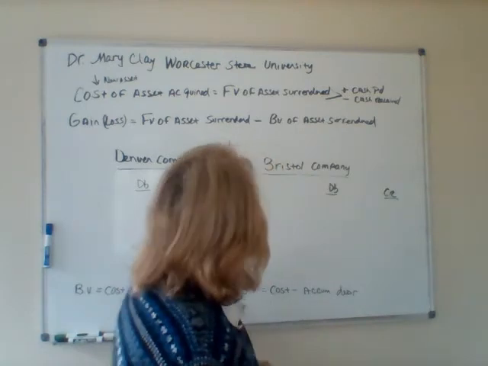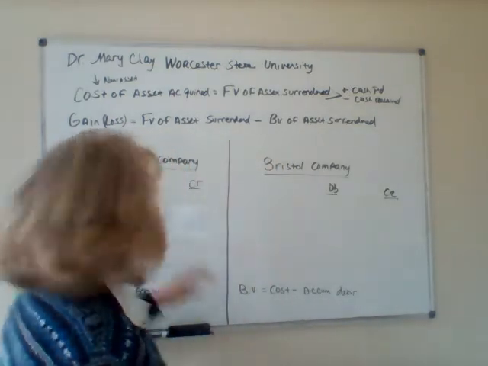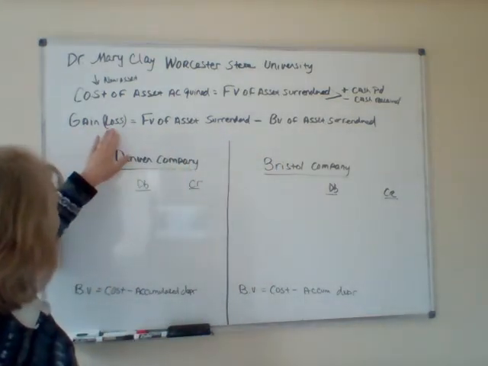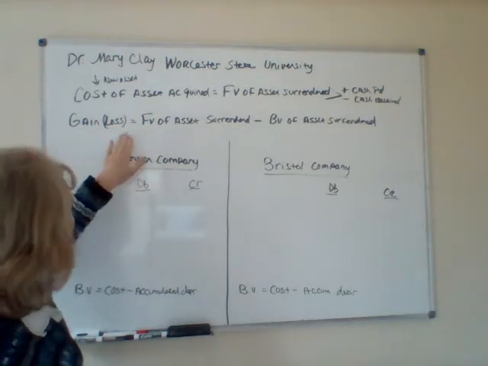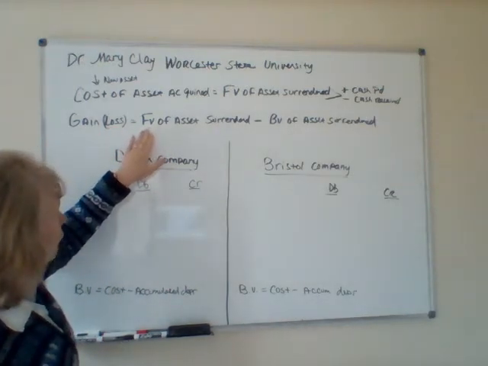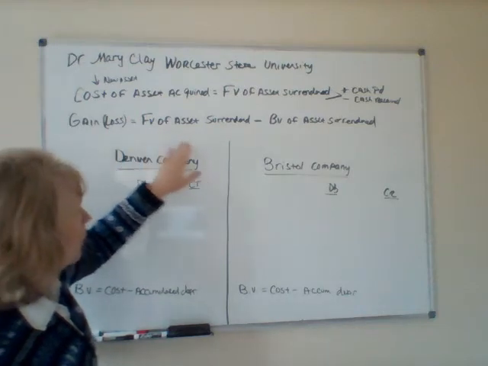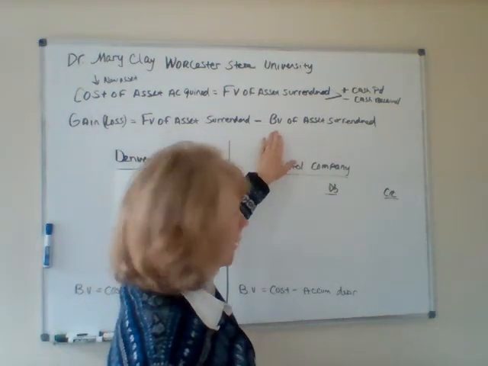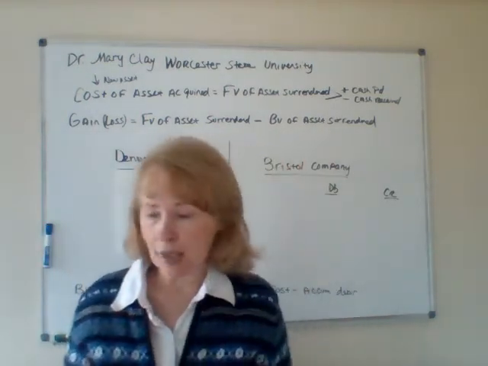Next thing I want you to get down is the gain or loss. A loss will be a negative. It is going to equal the fair value of the asset surrendered minus the book value of the asset surrendered. So let's look at this problem.